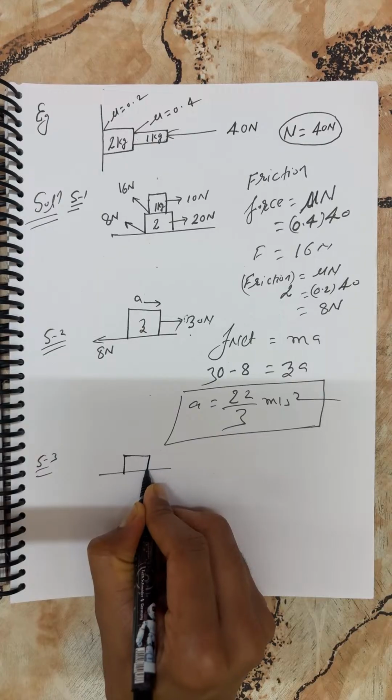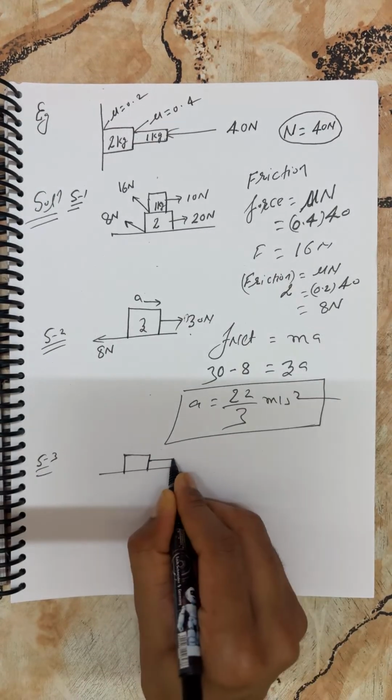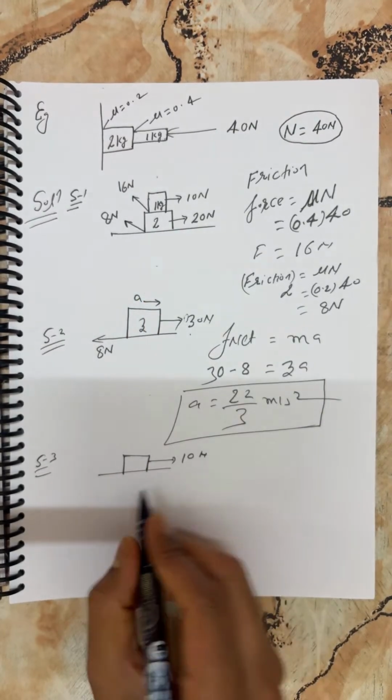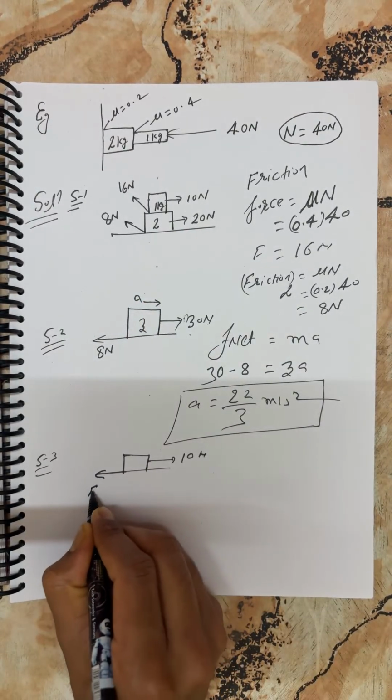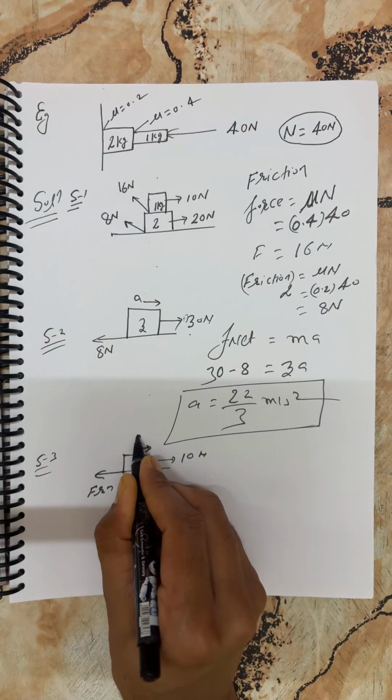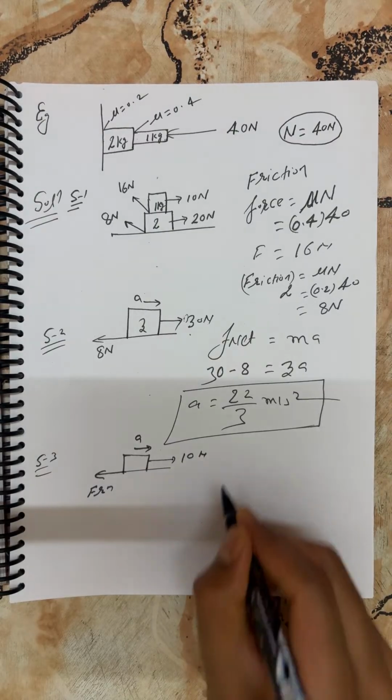Make your FBD of the 1 kilogram block. What's the applied force, students? This is the 10 Newton. Friction force here, you can say. So here I'm considering this is the direction of friction force, and the motion of the system is towards the right only because this is the driving force.